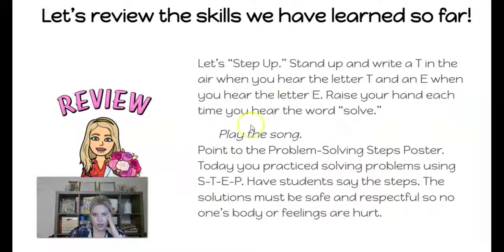So let's stand up, and write a T in the air when you hear the letter T and E. And when you hear it, raise your hand every time you hear the word solve. So we're going to play the song, and we're going to point to the problem-solving steps poster. And guess what? Today you practiced solving problems using STEP, and we're going to say the steps together after this. And remember, you must be safe and respectful so no one's body or feelings get hurt. So let's say the steps together.